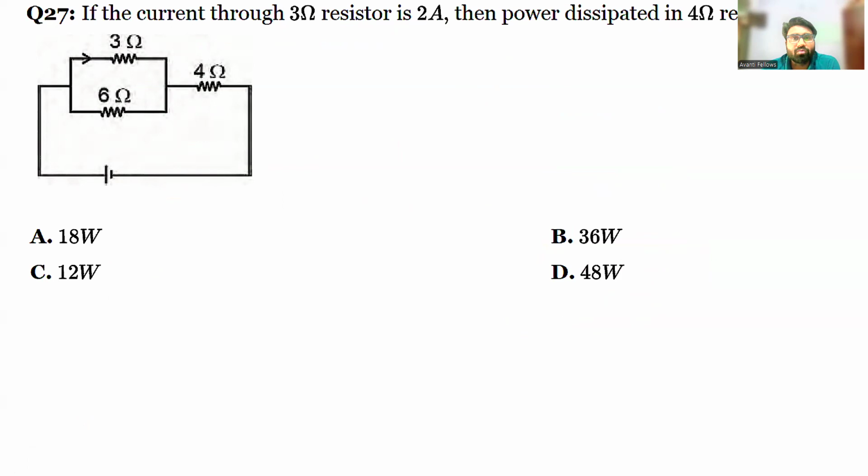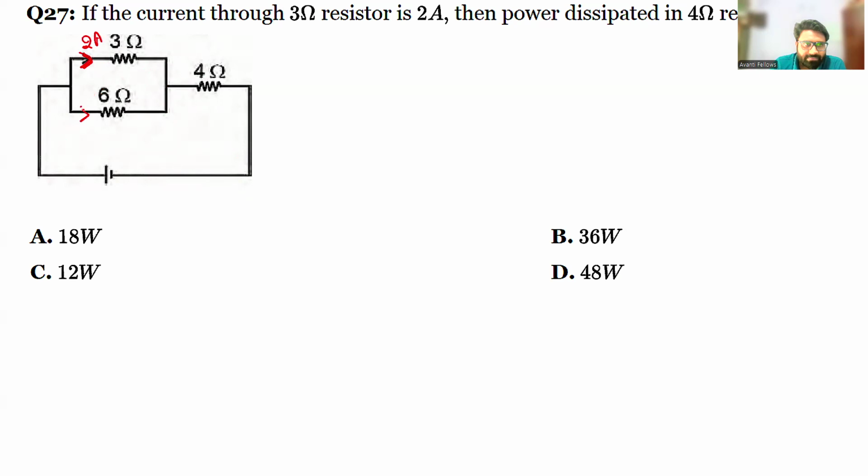If the current through the 3 ohm resistor is 2A, meaning 2 ampere, then the power dissipated in the 4 ohm resistor will be. Okay. So here we will see that in this circuit, the current through this is 2 ampere.